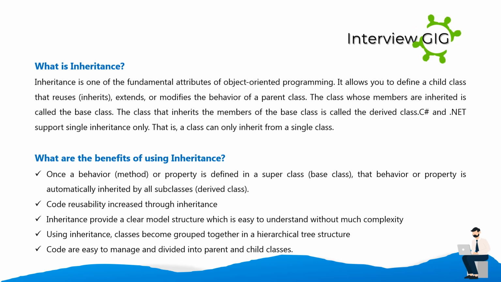What are the benefits of using inheritance? Once a behavior, method, or property is defined in a superclass, base class, that behavior or property is automatically inherited by all subclasses, derived classes. Code reusability is increased through inheritance. Inheritance provides a clear model structure which is easy to understand without much complexity. Using inheritance, classes become grouped together in a hierarchical tree structure. Code is easy to manage and divided into parent and child classes.